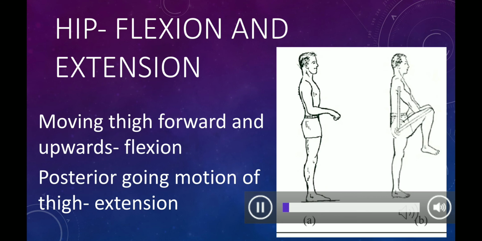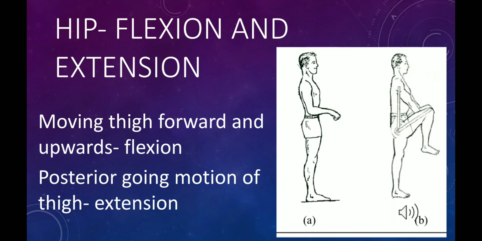Flexion and extension of the hip. Moving the thigh forward and upward is called flexion of the hip, and posterior going motion of the thigh is called extension of the hip. In the second figure you can see that bringing the thigh forward and upward is flexion of the hip, and posterior going motion of the thigh is extension of the hip.